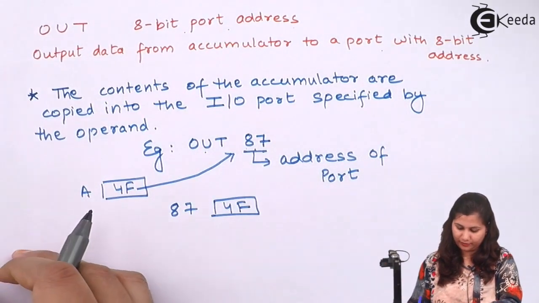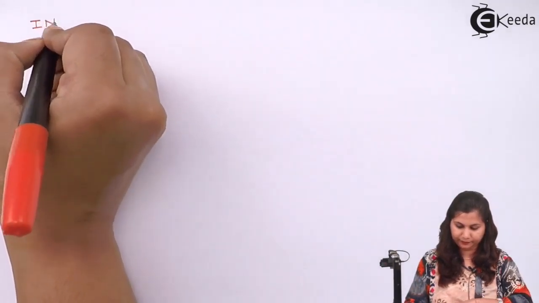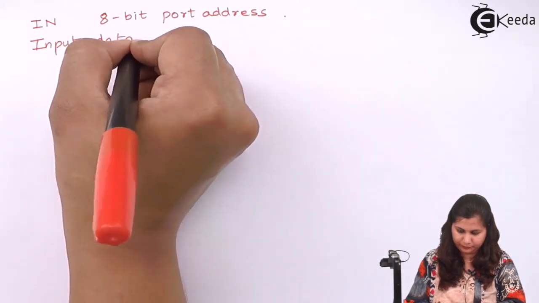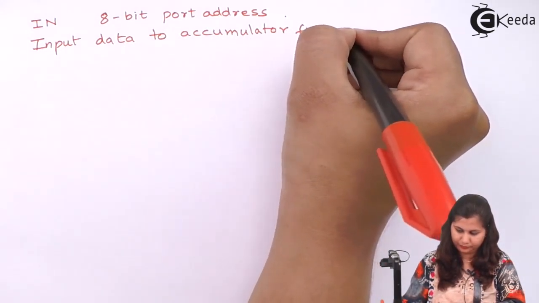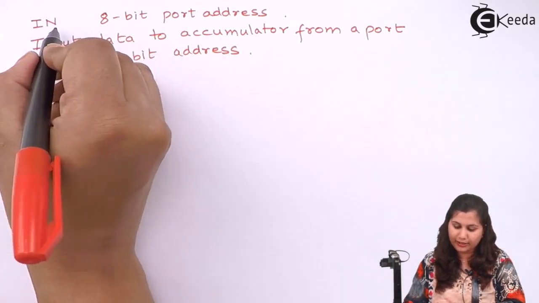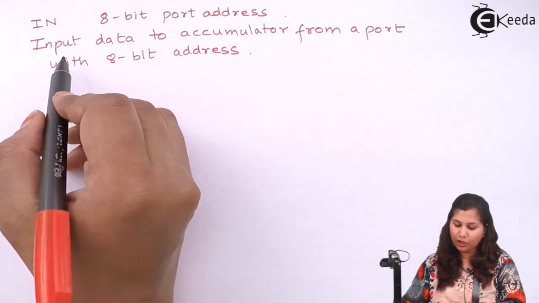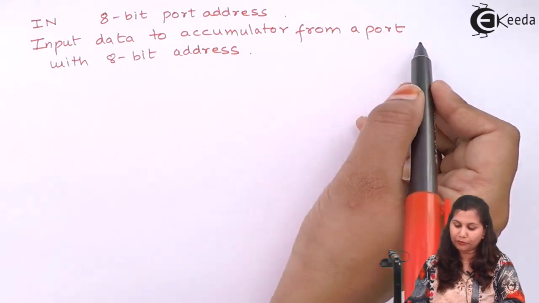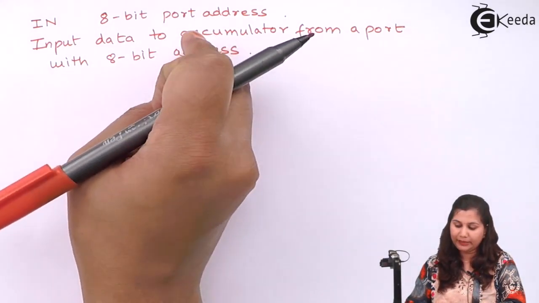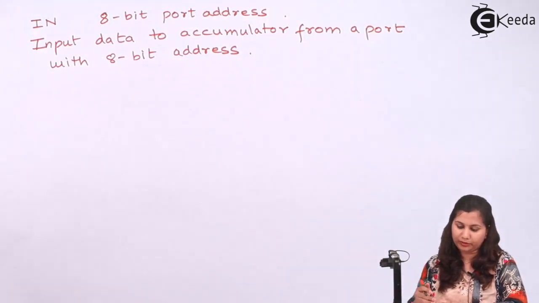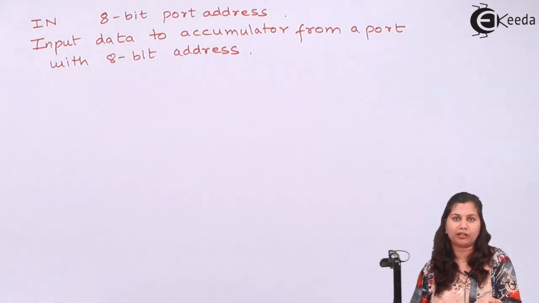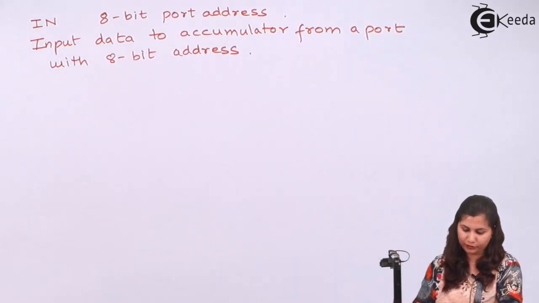Next we have the IN instruction. This instruction also has an operand which is an 8-bit port address. It inputs the data to the accumulator from a port with 8-bit address. So the contents of the port having this 8-bit address are copied into the accumulator. This is a kind of input, that is why we have written IN. And when the contents of the accumulator are sent to the port, it is a kind of output function, so we use the OUT instruction for that.